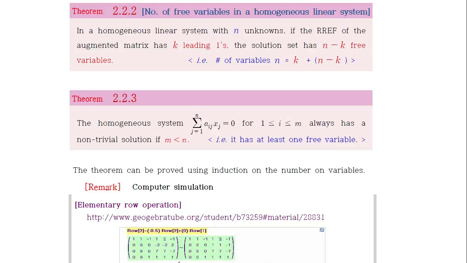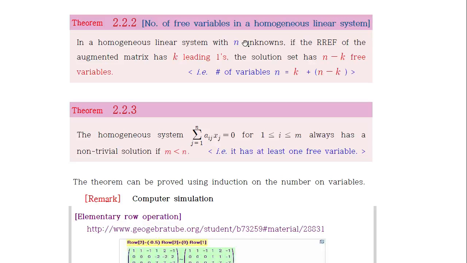n-k. That's what this says. So, from the observation, if you have n variables, n unknowns, and that augmented matrix, if the RREF of that augmented matrix has k leading ones, then the number of free variables is n-k. So the addition of k plus n-k should be the whole number of variables, which was the number of columns.